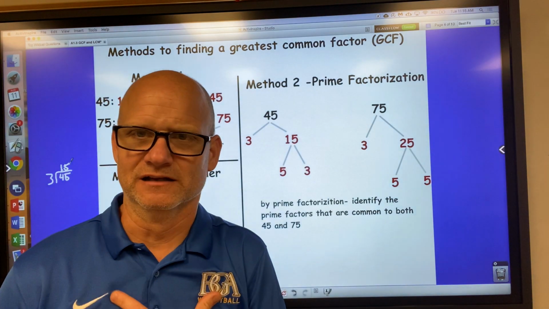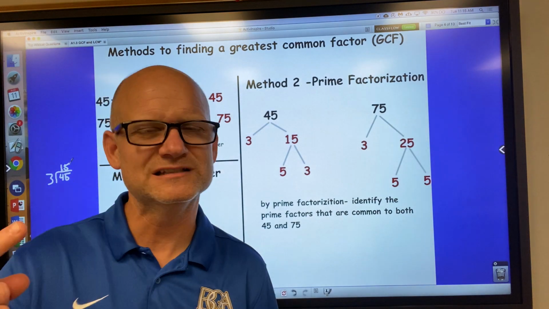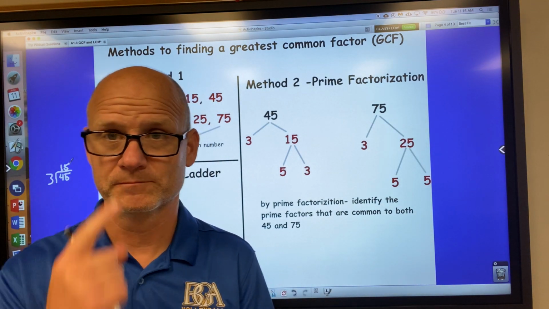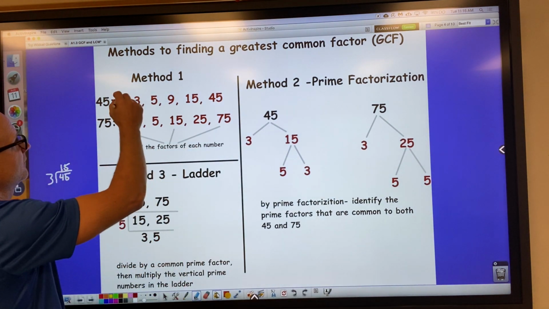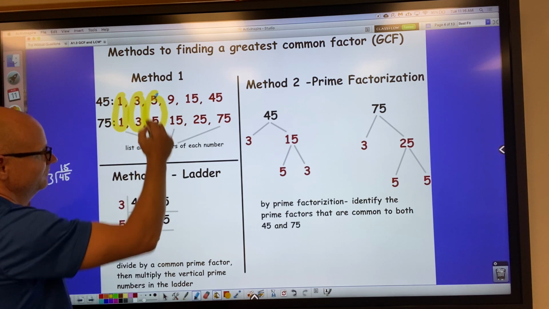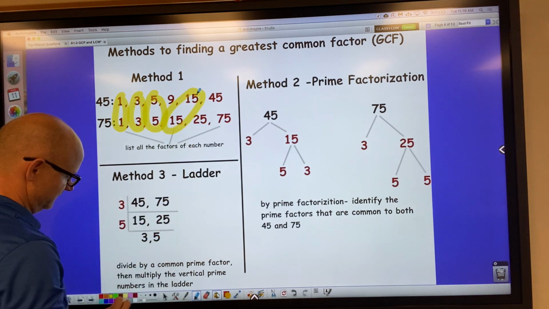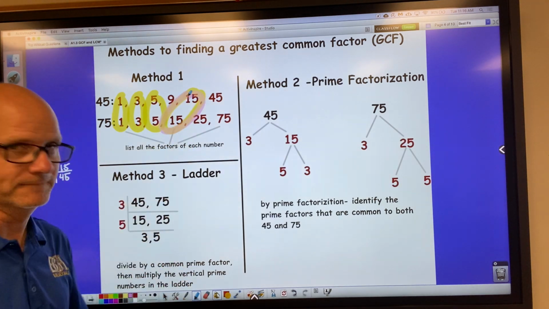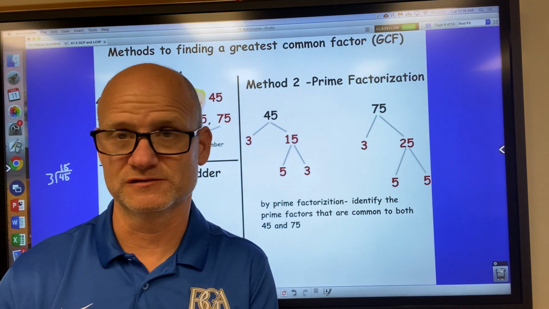That's the method I have used, okay? That's kind of a long method because you're listing all of these factors for each number. And then once you've done that, you just go, oh, look, I have a common factor of 1, I have a common factor of 3, I have a common factor of 15, but the greatest common factor is 15. Okay. All right, so we now know the greatest common factor of those two numbers is 15.